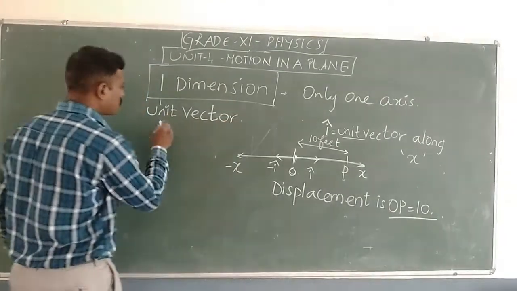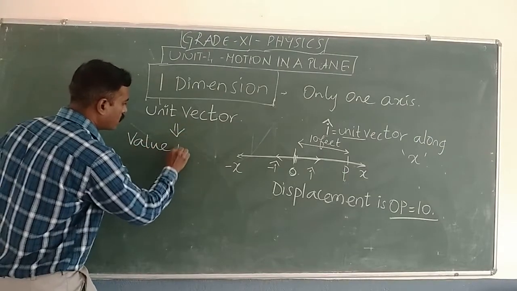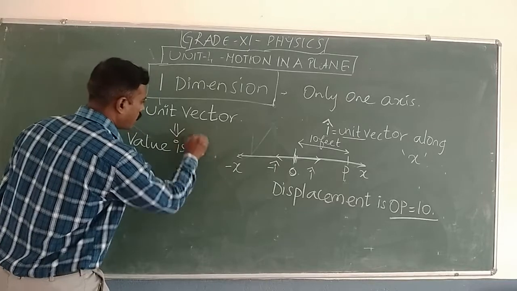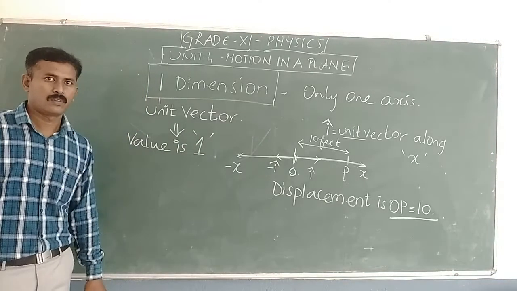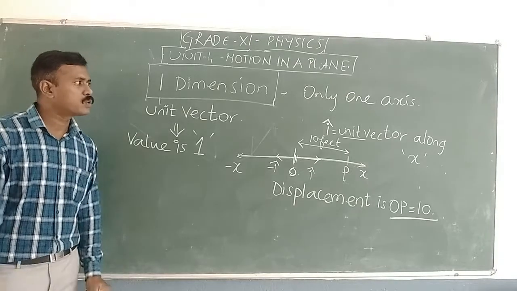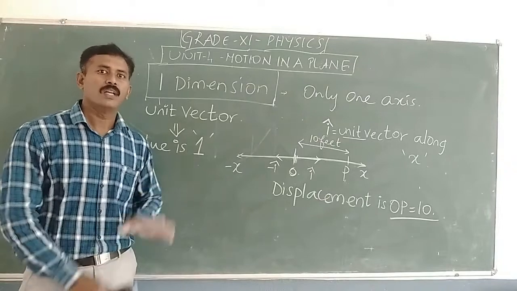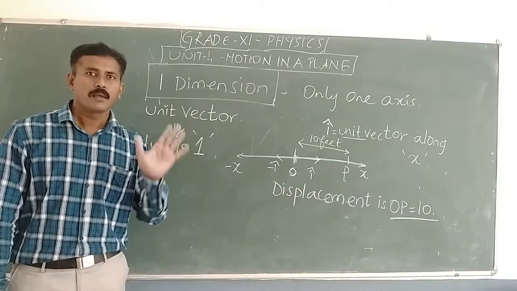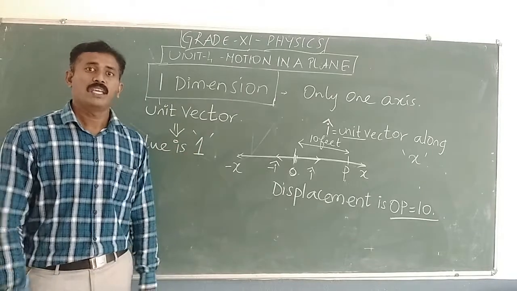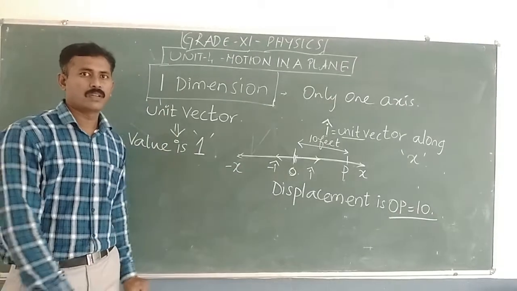Unit vector means the value is 1. Okay, the value is 1. When I multiply this unit vector with the magnitude of any vector, the magnitude will not get affected. So only I am placing a unit vector. If the magnitude of the vector gets affected, then it is not a unit vector.